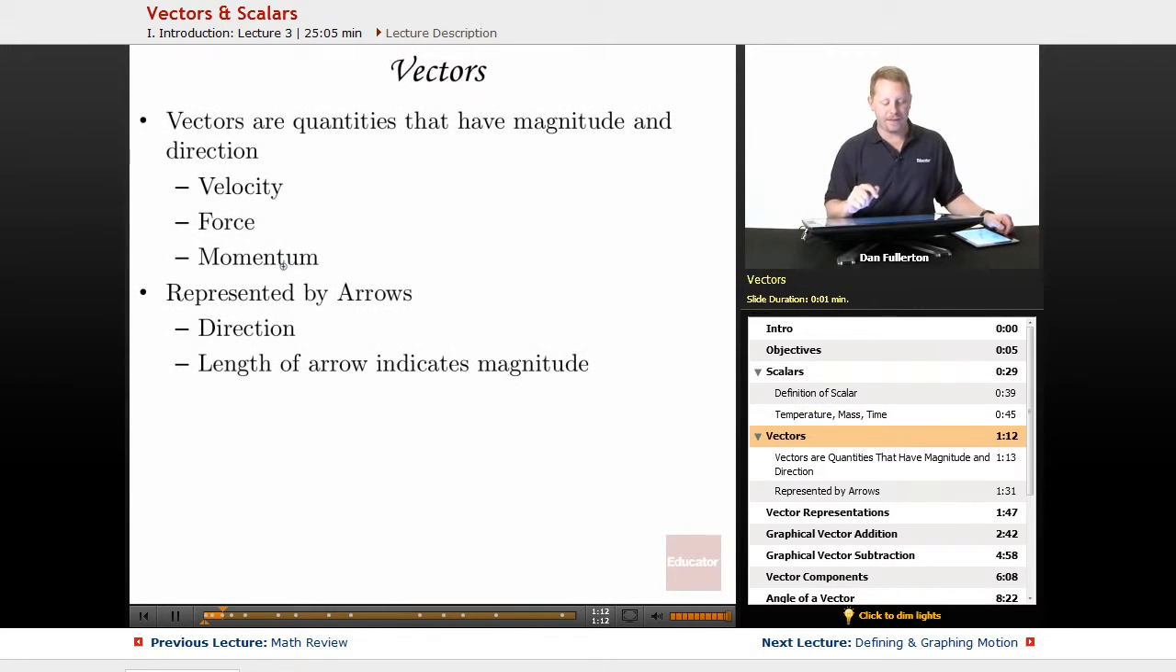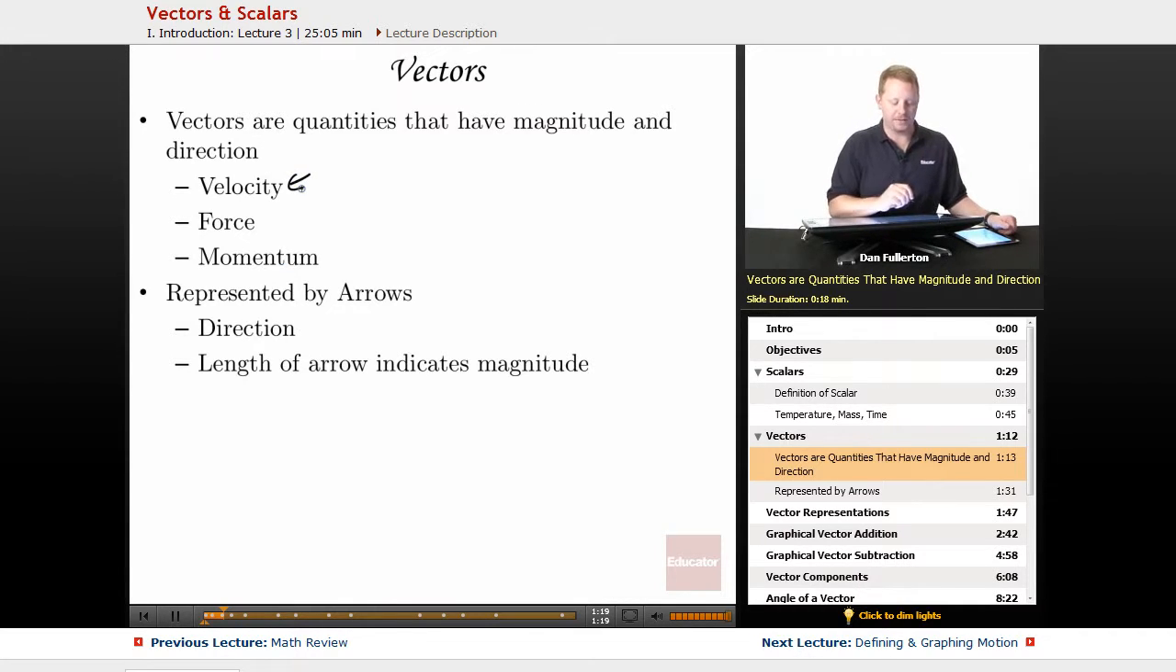On the other hand, vectors are quantities that have a magnitude and a direction. They need a direction to describe them fully. Things like a velocity. You have a velocity of 10 meters per second in a direction. A force is applied in that direction. Or a momentum. You have a momentum in a specific direction.